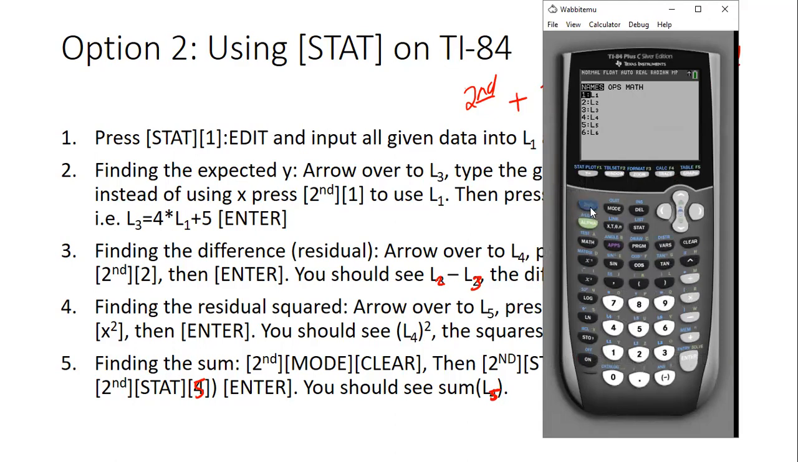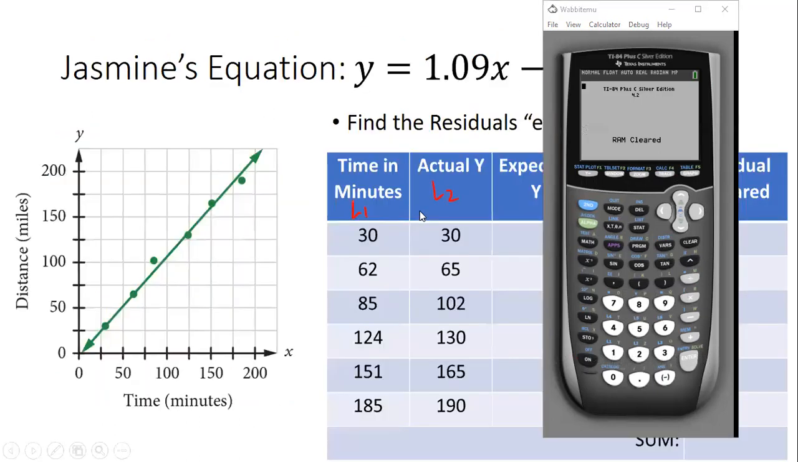All right, but I'm going to clear my calculator. Second plus 7 1 2. After I clear my calculators, I'm going to go through the 5 steps, okay? So step 1 says that I'm going to go to stat 1, edit, and input my given data. My given data is here, Jasmine's information, my L1 and my L2. So all I'm doing is stat 1 and typing in. That's all I'm doing. And again, if you don't follow along and do this, it will be something foreign to you and you won't feel comfortable doing it.